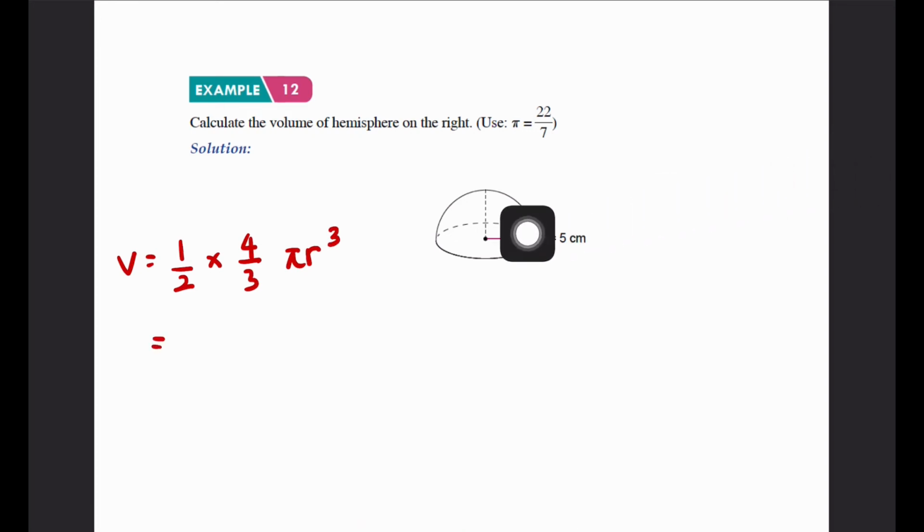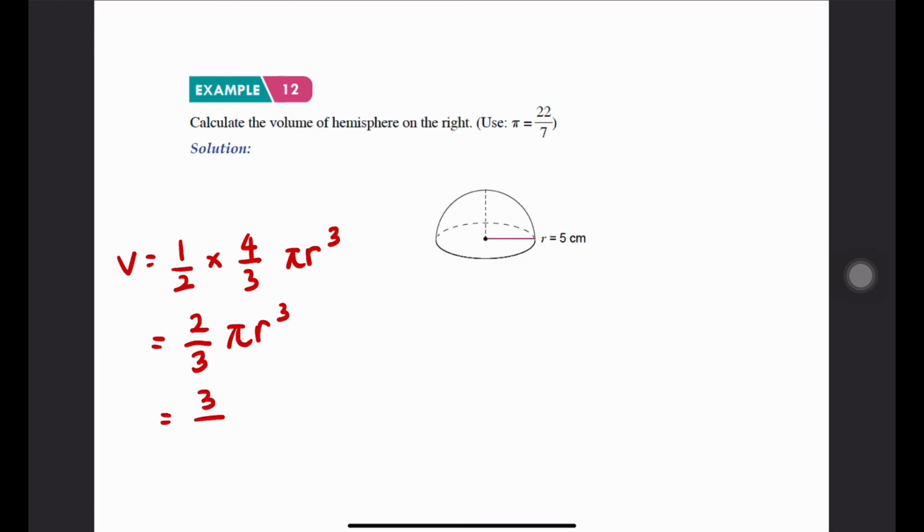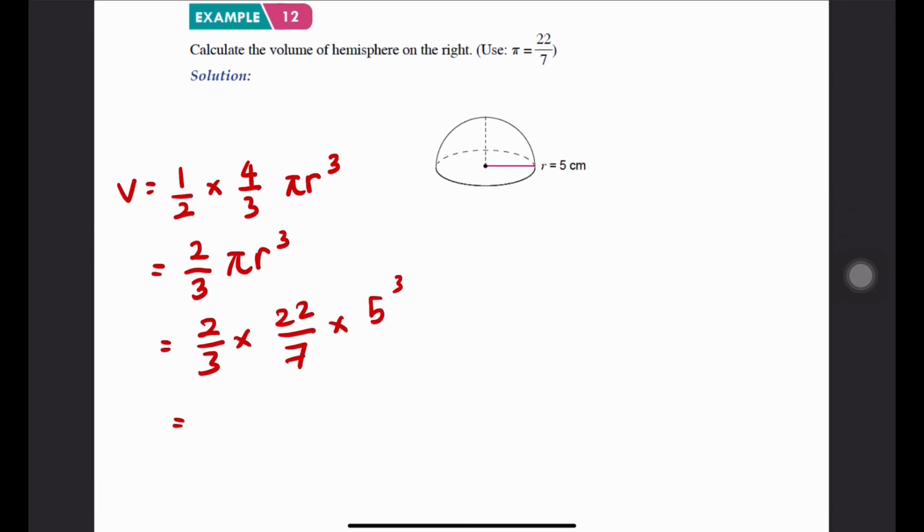We try to simplify these two fractions. So 1/2 times 4/3 is 4 over 6, and 4 over 6 is 2 over 3, pi r cubed. So we can substitute the value of the radius. 2 over 3 times pi, which is 22 over 7, times the radius, which is 5 cube. Now press your calculator, and your final answer is 261.90 centimeter cube.